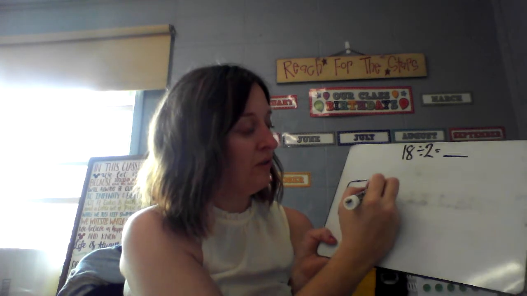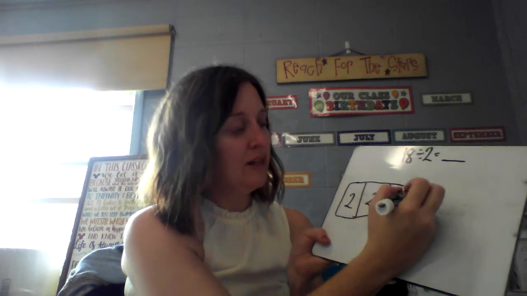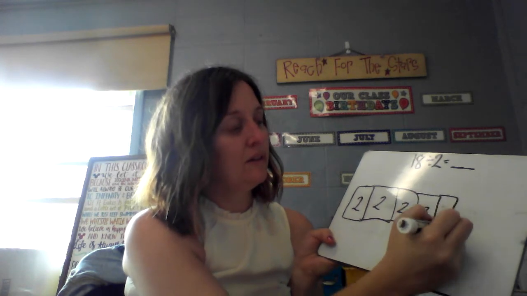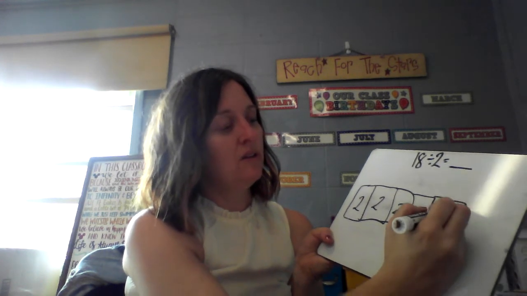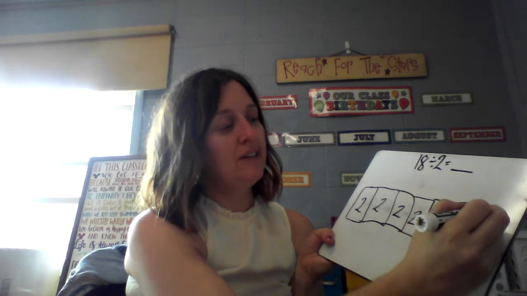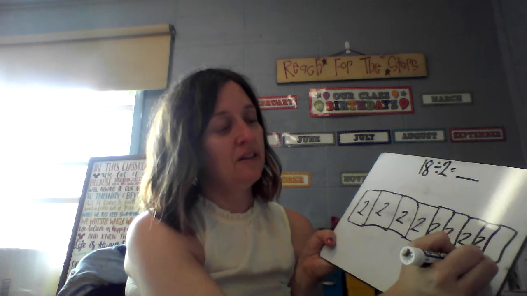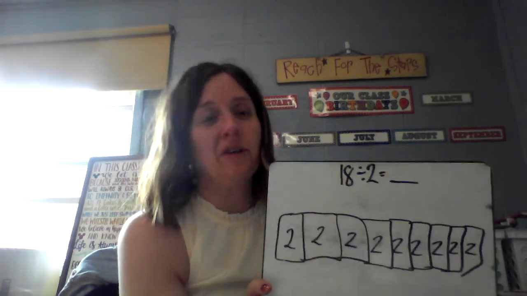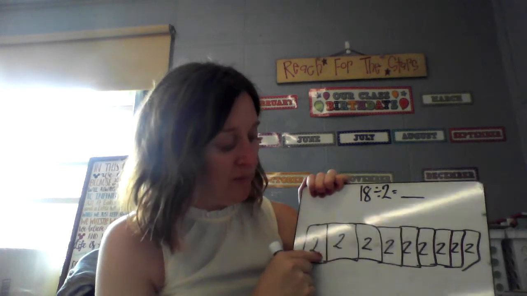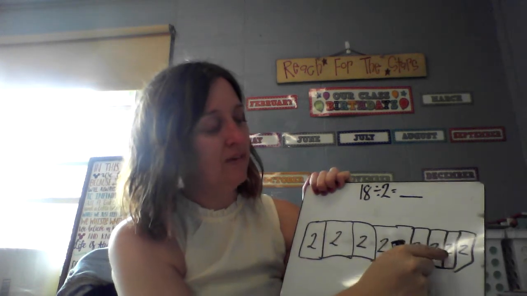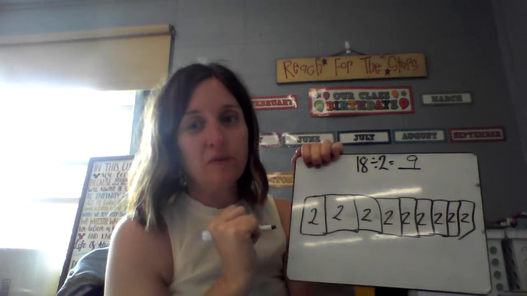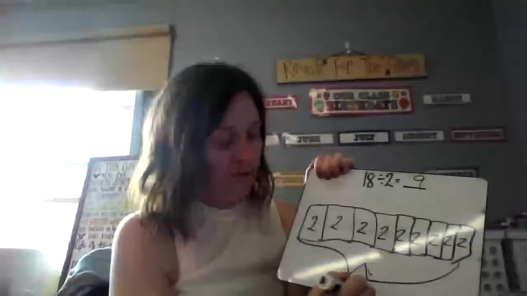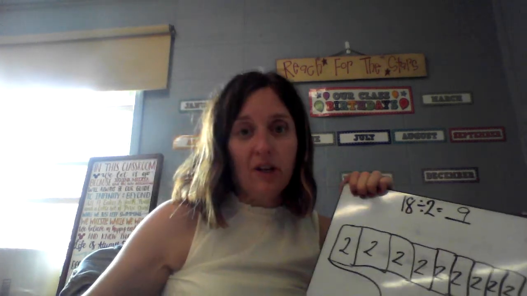So I go, there's 4, 6, notice I'm skip counting by 2s, 8, 10, 12, 14, 16, 18. And you'll notice that Mrs. Gillis's groups are not all equal size. It's okay if yours aren't either. Now I can tell that it took me 1, 2, 3, 4, 5, 6, 7, 8, 9 equal groups of 2 to get to 18. So I can use tape diagrams to help me solve division problems either way.